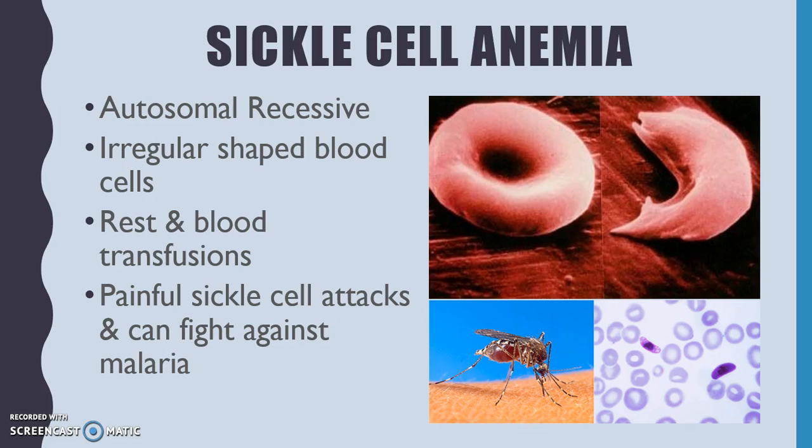And instead of your red blood cell looking like a donut, it actually looks like a donut that has a really big bite taken out of it, or like a crescent moon, or a sickle, if you will. And if you have sickle cell anemia, you will need to seek a lot of rest and frequent blood transfusions, because a sickled red blood cell is not as adequate at delivering oxygen to your cells like a normal red blood cell is.